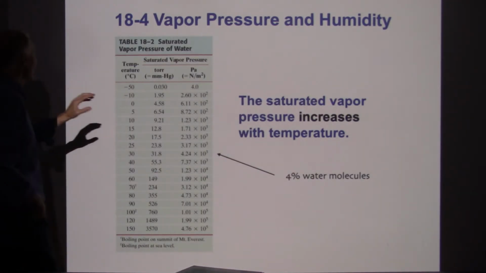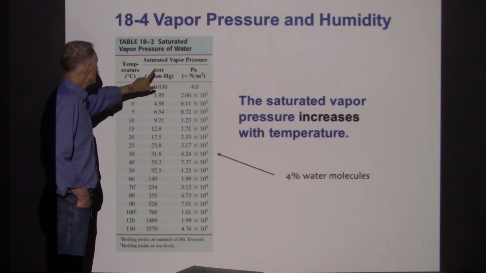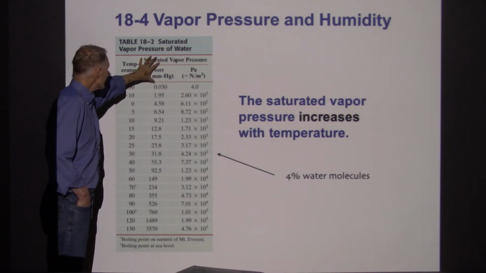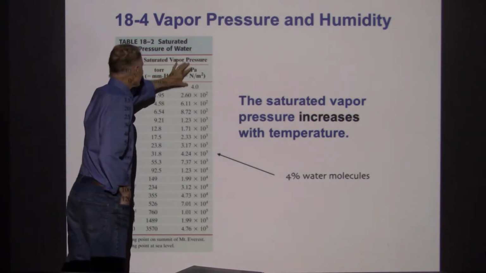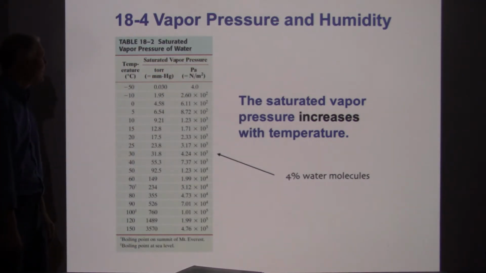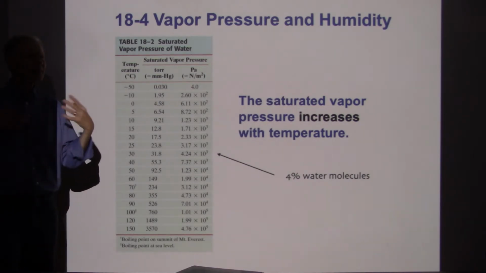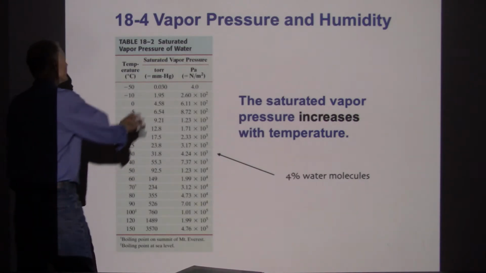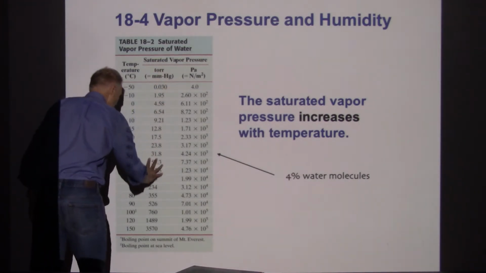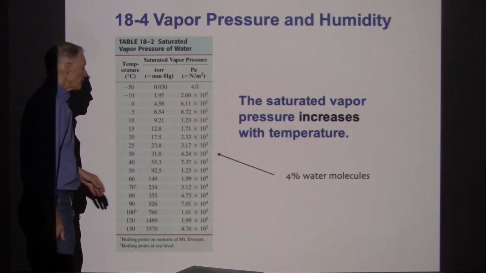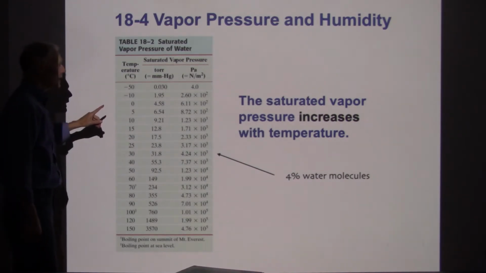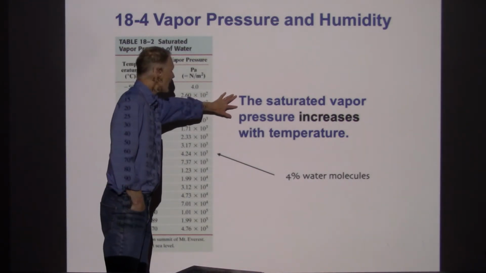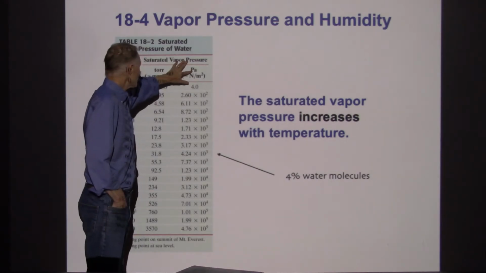Now, in this table, they list this in terms of millimeters of mercury, and they also list it in pascals. Millimeters of mercury is kind of a crazy set of units to work in, so I'm going to cross all these out and pretend those aren't there. Instead, I just want to talk about the saturated vapor pressure in terms of pascals.